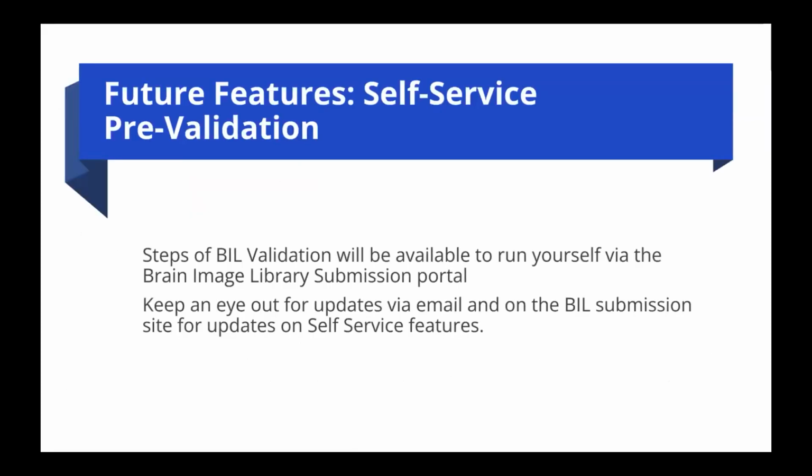In the future, we're looking to add extra features to the portal, such as a self-service pre-validation. So portions of that validation process that I mentioned, we're looking to allow an automated system that a user can come in and click a button and start those pre-validation steps before they run through the larger ones, just to cut down on the wait time between submitting and getting a public link. We're going to have those things roll out slowly as they come, so keep an eye out for updates. We'll send out email when there are updates to the portal, and there will be announcements on the Brain Image Library website itself.